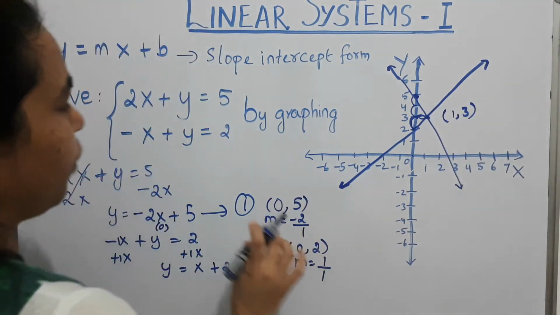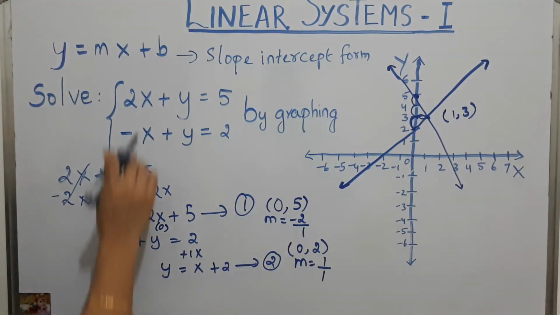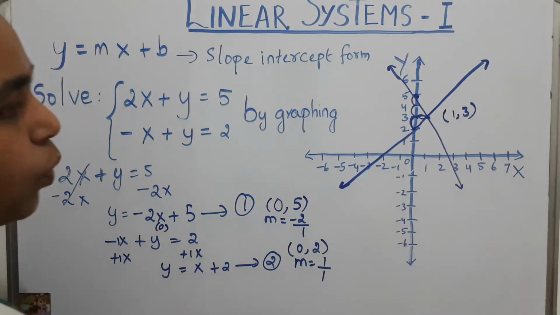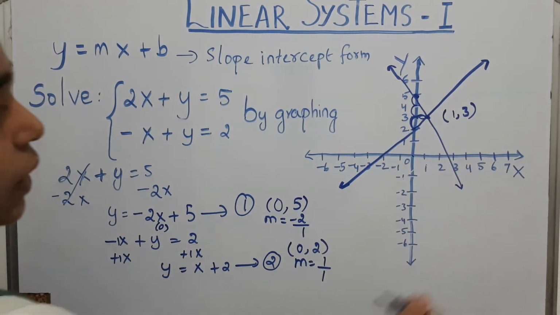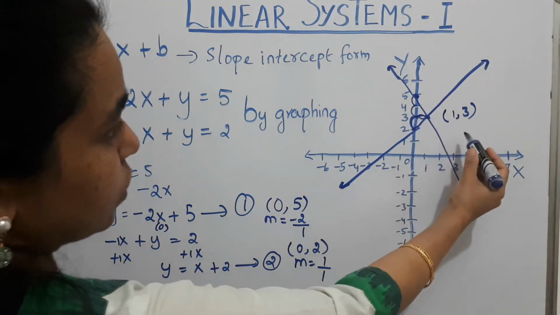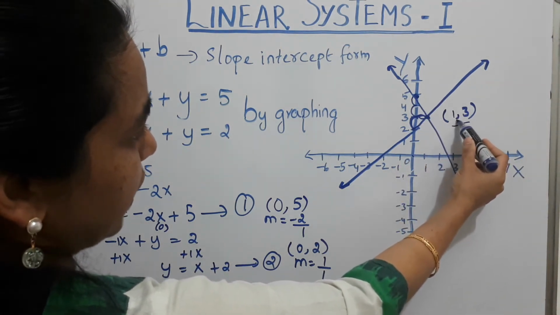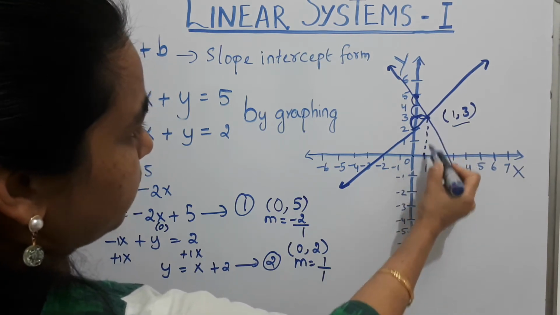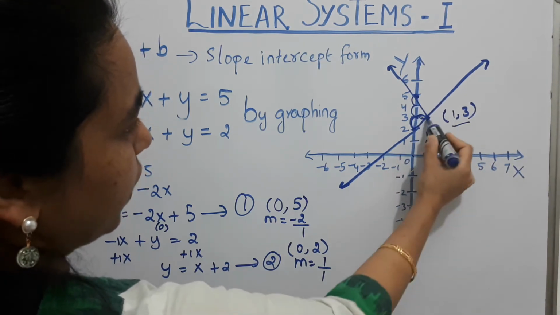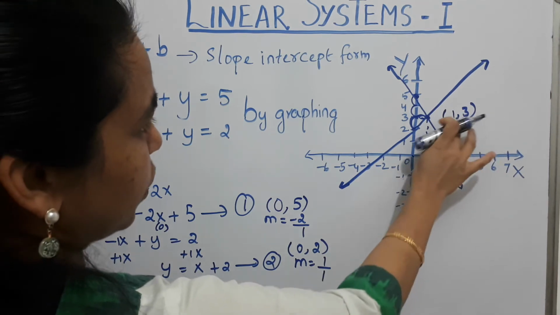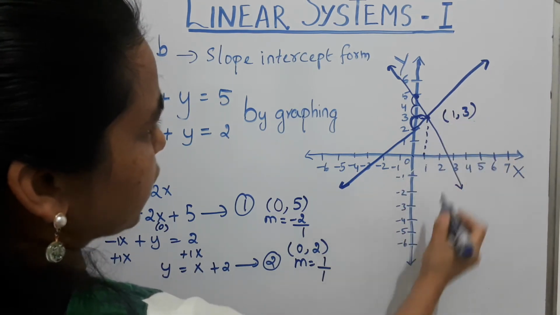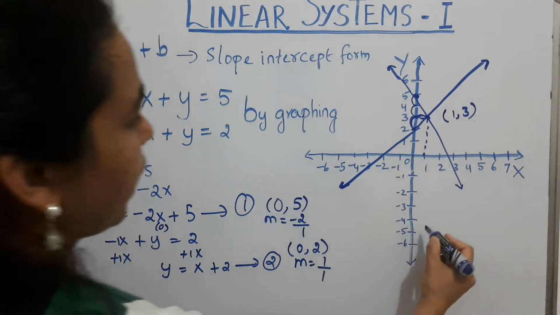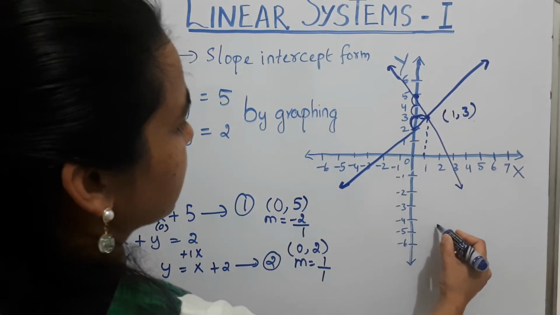So the solution of these two equations, when you are solving them by graphing, is the point where both graphs are intersecting. Intersecting means crossing each other. So this is the point where x is 1, and you can draw it like this, and y is 3. Okay, so (1, 3) is the solution, which means the x value is 1 and the y value is 3. Okay, so this is the answer for this linear system.